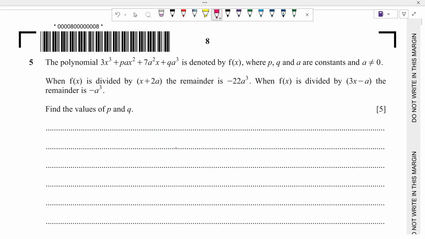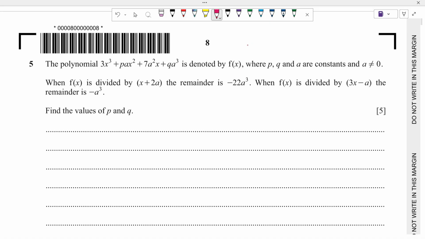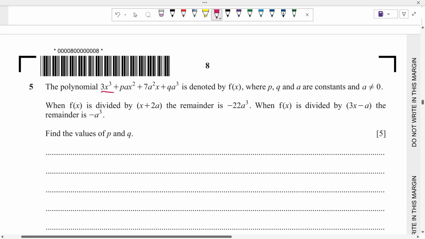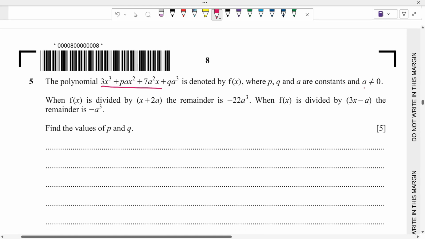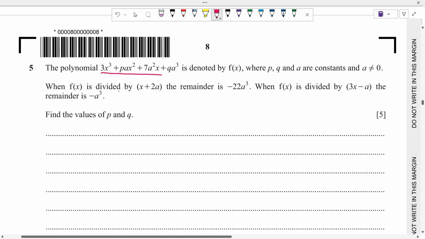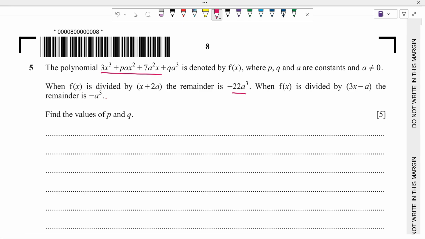Question number 5, which says that the polynomial 3x cubed plus pax squared plus 7a squared x plus qa cubed is denoted by f of x. So we have f of x, which is this one, where p, q, and a are constants and a is not equal to 0. When f of x is divided by x plus 2a, the remainder is negative 22a cubed. When f of x is divided by 3x minus a, the remainder is negative a cubed. Find the values of p and q.